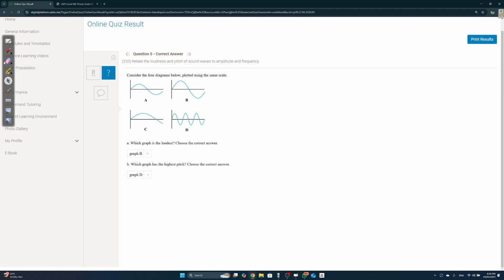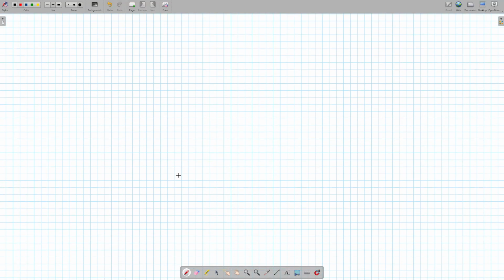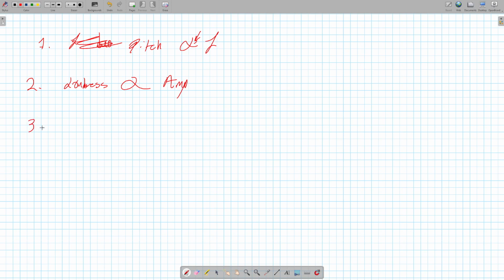Which graph is the loudest? Okay. Sound. You need to know pitch and loudness. The first thing you need to know is that the pitch of a sound depends on frequency. Just call this depends. It's not necessarily directly proportional. The second thing is the loudness depends on the amplitude.